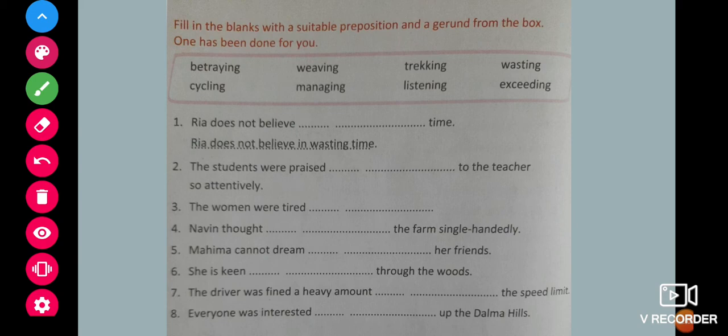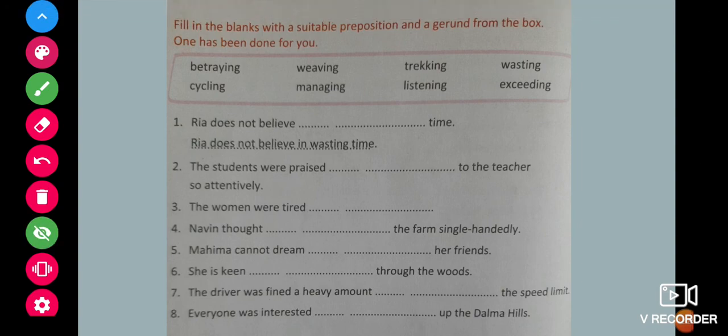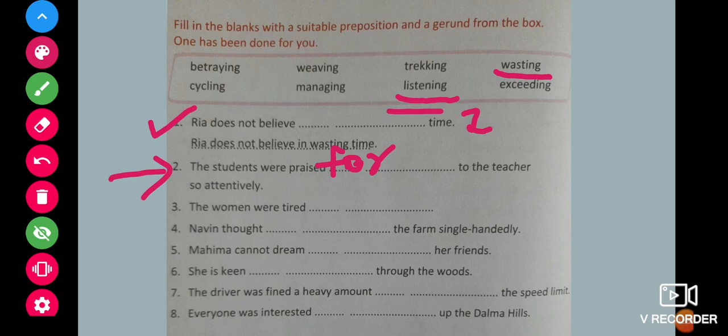Let us move ahead. So here these are the exercises where we have to fill in the blanks with a suitable preposition and a gerund from the box. One has been done for us. So here you have to decide the gerund from the box, and before every gerund we have to use a suitable preposition. So let us try doing it. The first one is already done, which is wasting. Let us read the second one. The students were praised dash to the teacher so attentively. So here we will write listening in the second one, and the preposition will be for. So the students were praised for listening to the teacher so attentively.